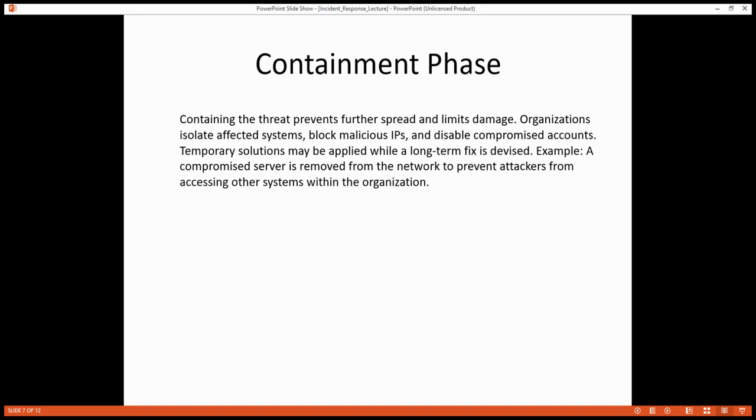Containment phase. Containing the threat prevents further spread and limits damage. Organizations isolate affected systems, block malicious IPs, and disable compromised accounts. Temporary solutions may be applied while a long-term fix is devised. Example: a compromised server is removed from the network to prevent attackers from accessing other systems within the organization.